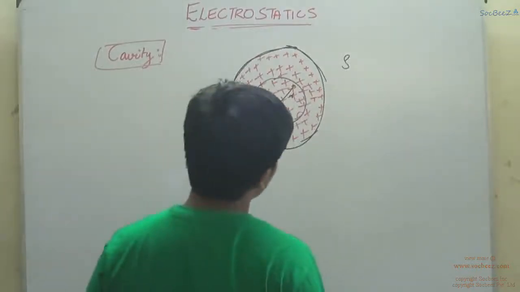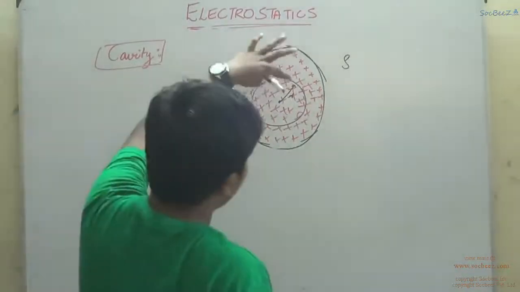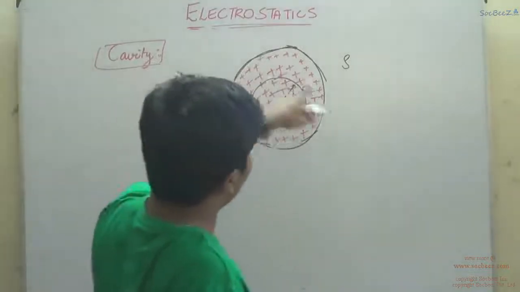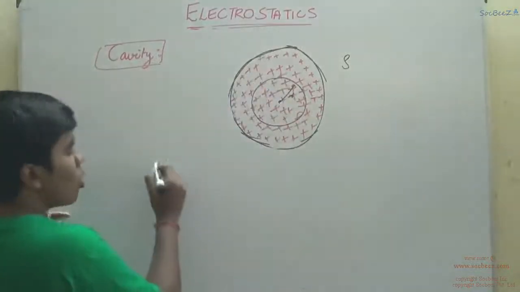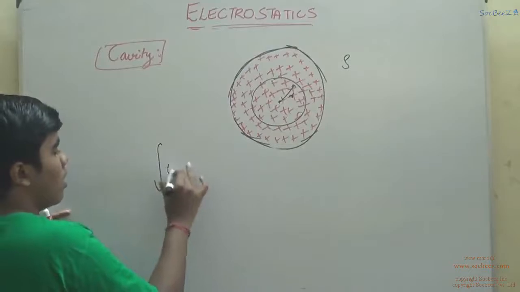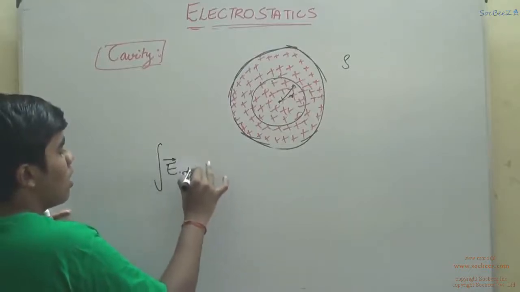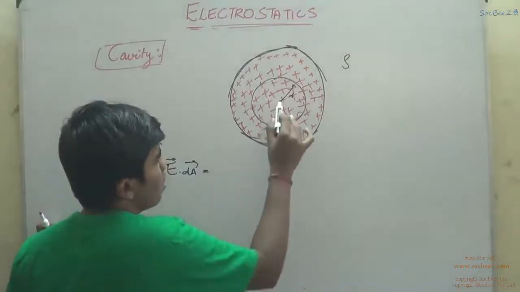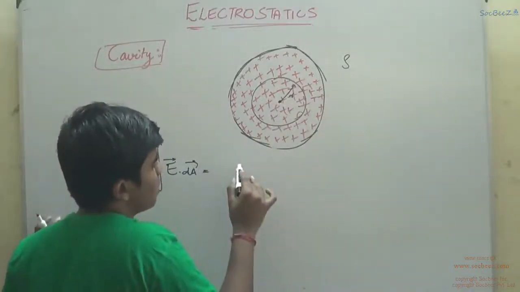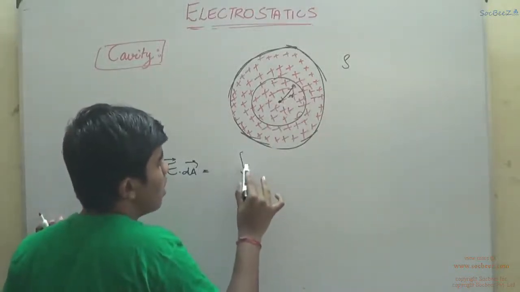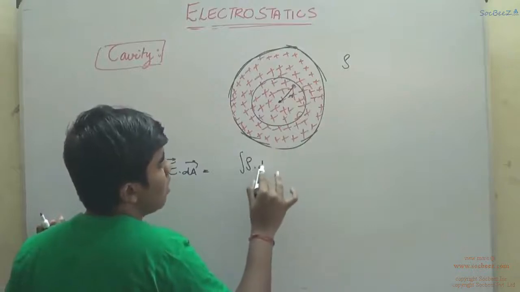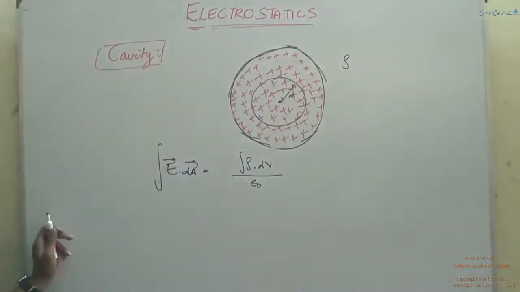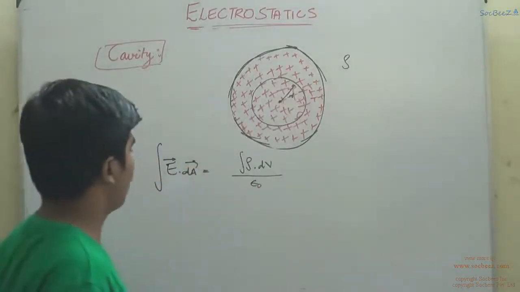Okay, so for this, what do we do? See, let the electric field be E. Since the charge is uniformly distributed, we know that the electric field will be the same at all the points. So, through Gauss law, we know that integral E dot dA is equal to the charge present inside. So, what is the charge present inside? Rho times dV by epsilon naught. Right? Because we don't know the amount of charge present inside.